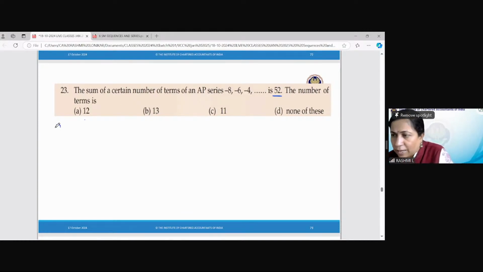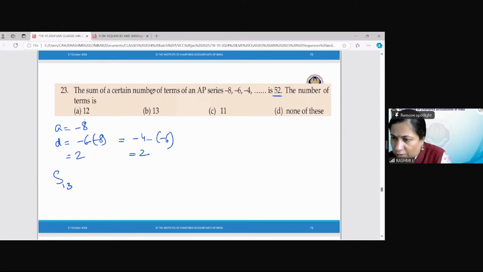तो ये कितना है? A is equal to how much? -8. D is equal to how much? -6 minus of -8. तो ये हो गया +2, which is also equal to -4 minus of -6, which is equal to +2. अभी मैं S13 करके देखती हूँ.